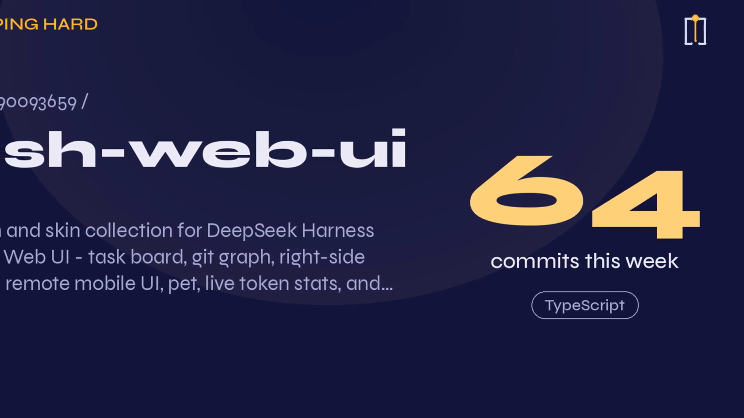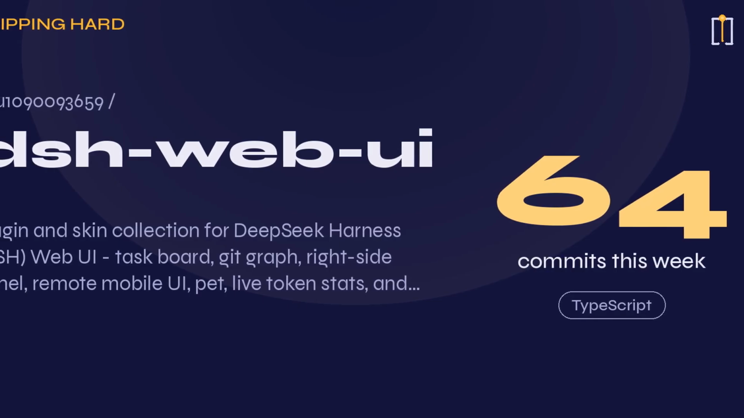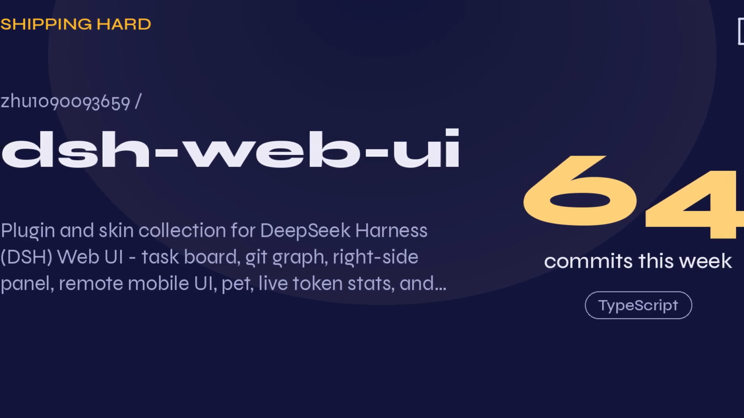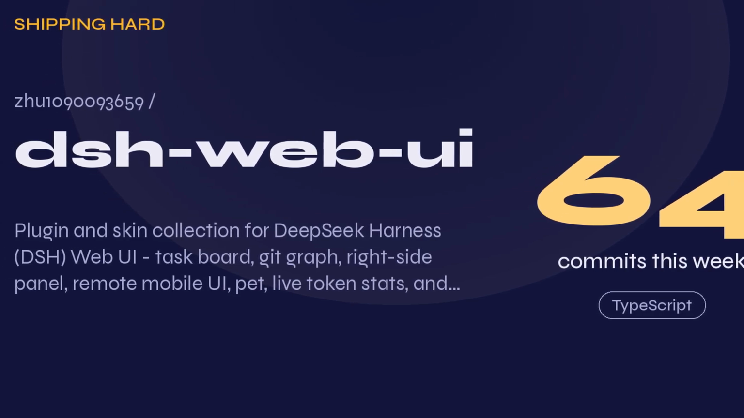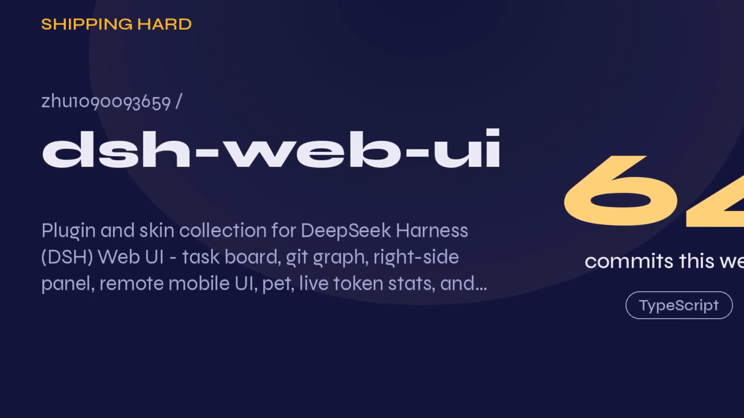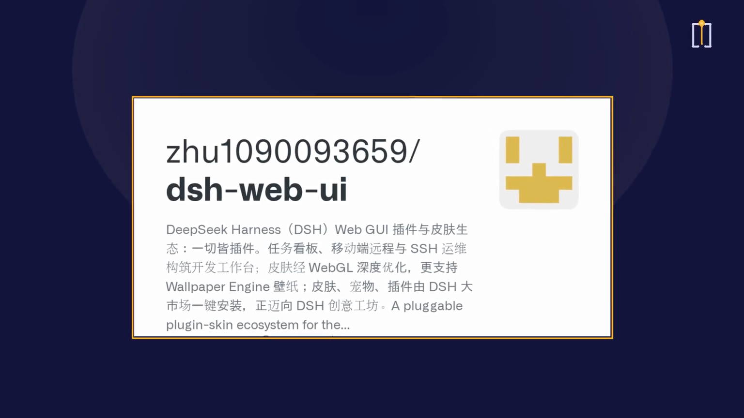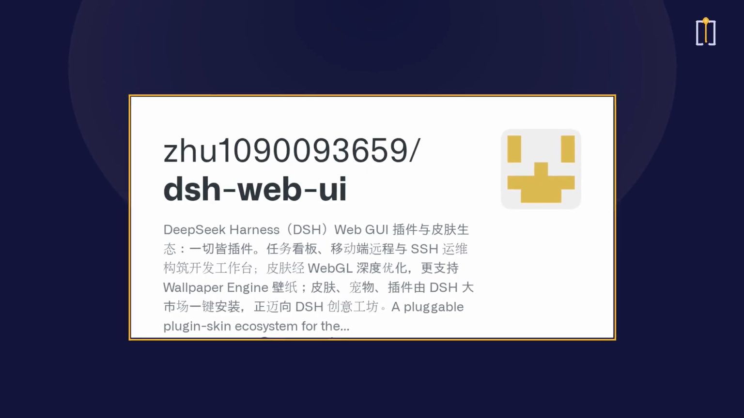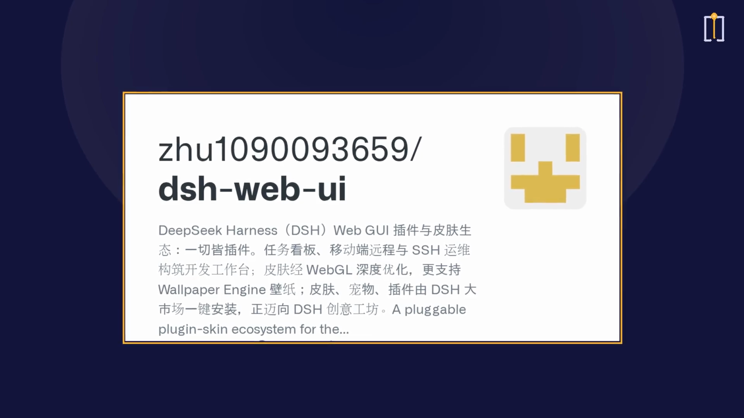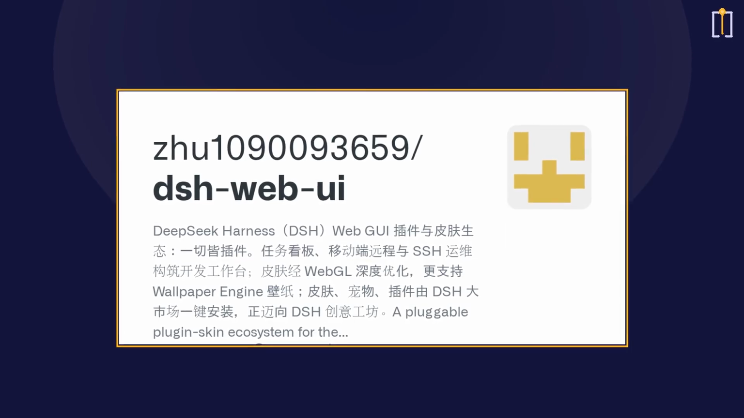Next up is DSH Web UI, a plugin and skin collection for DeepSeek Harness. DSH Web UI: Taskboard, Git graph, right side panel, remote mobile UI, pet, live token stats, and skin center. It's written in TypeScript. What makes it worth a closer look is how it fits into the current wave of open source AI tooling. Projects like this are building the infrastructure layer that powers the next generation of AI applications, and they tend to compound value over time.